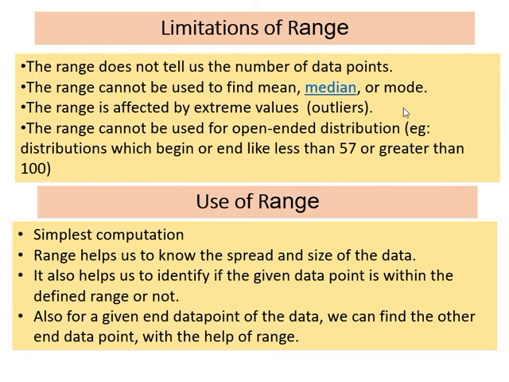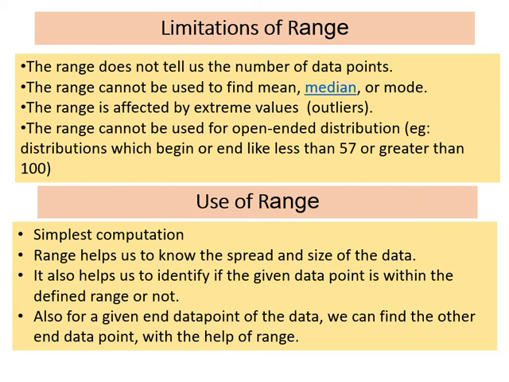What do we mean by outliers? Those which are above the maximum usual value and those which are below the minimum usual value. They are called outliers. The range cannot be calculated for open-ended distributions. What is an open-ended distribution? Distributions which begin or end like less than 57 or greater than 100. In such classes, you do not have a fixed value. Range is equal to the highest value minus the lowest value, and if the highest class is like greater than 100, or the lowest class is like less than 57, you won't get a value to calculate. So, range cannot be used for open-ended distributions.